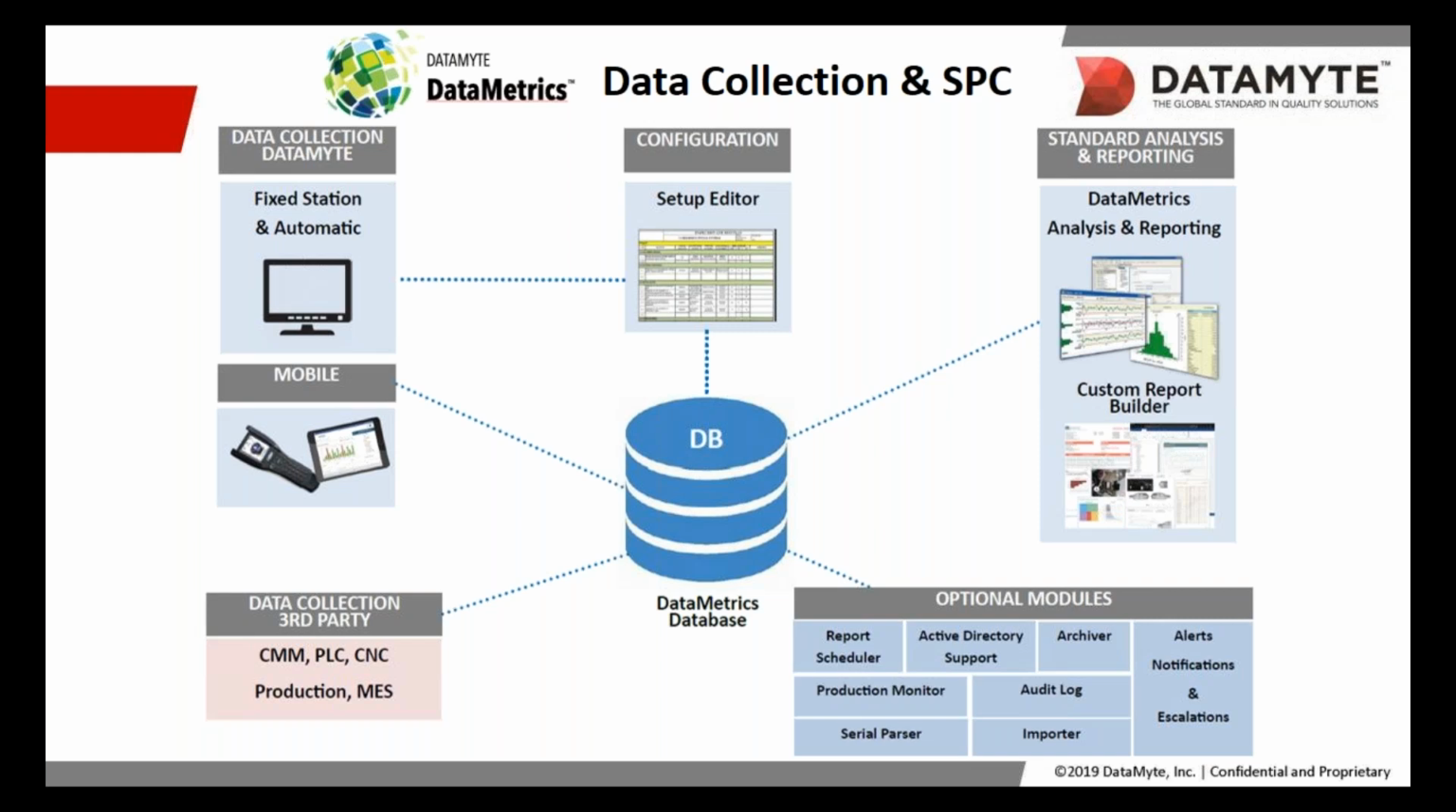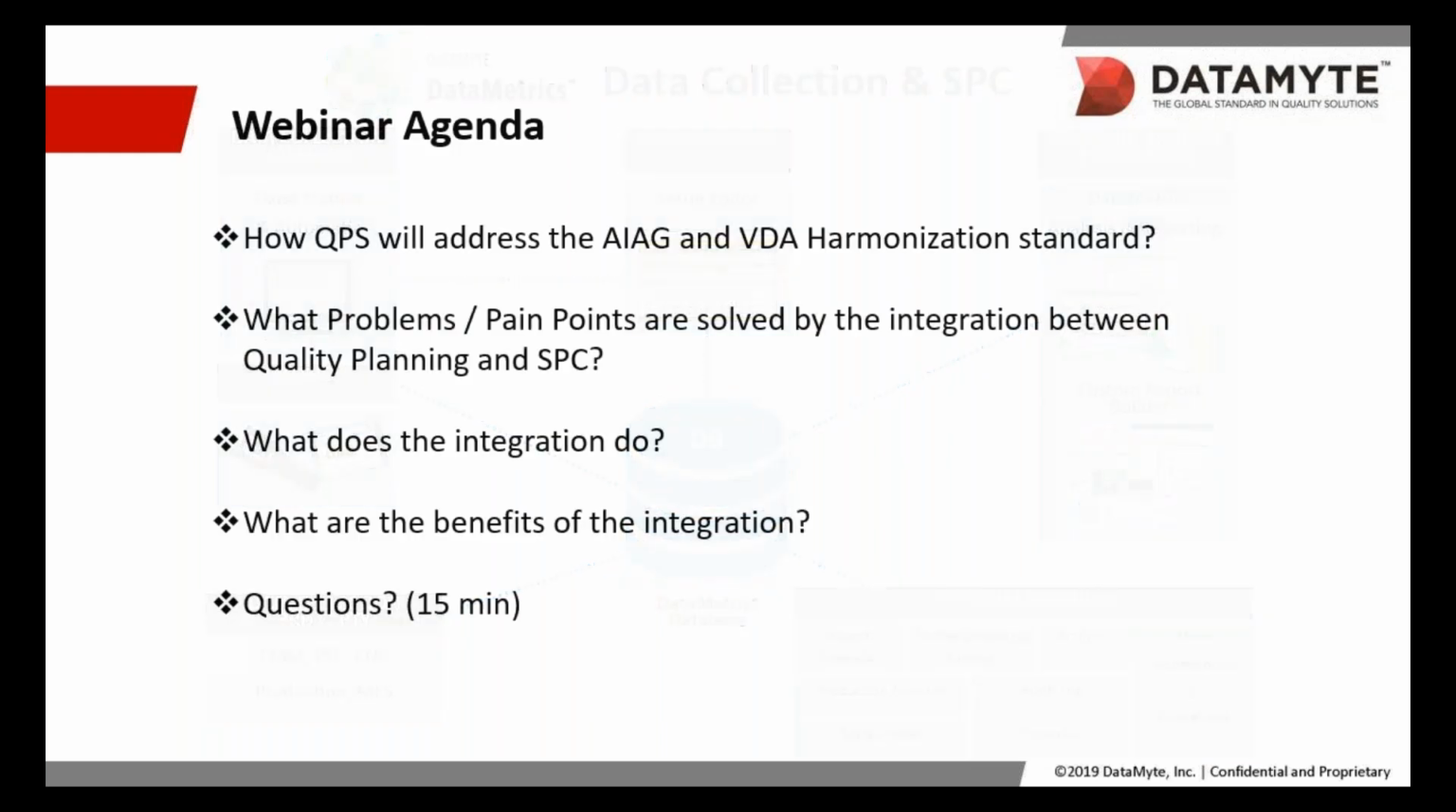So behind the scenes, we have that DataMetrics database. Behind the scenes of the Quality Planning Studio, we have a second database that is being used for the document generation of APQP. And what we're going to be doing today is talking about how we can have this integration taking place between both of these solutions and how we can have this information be of benefit to you.